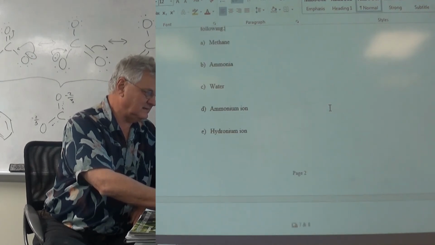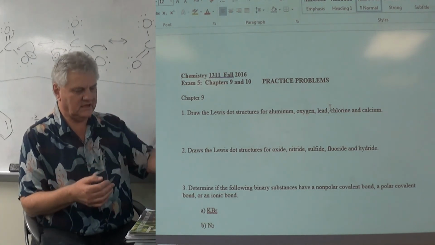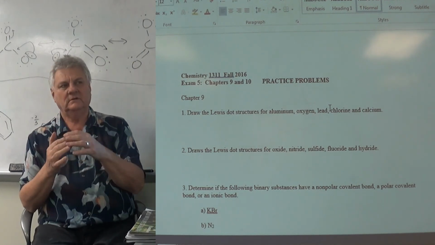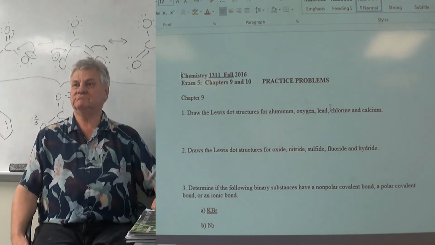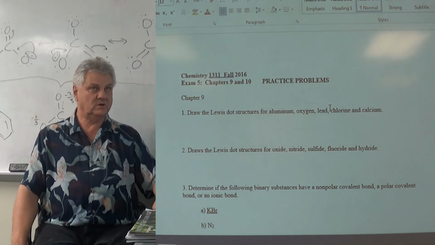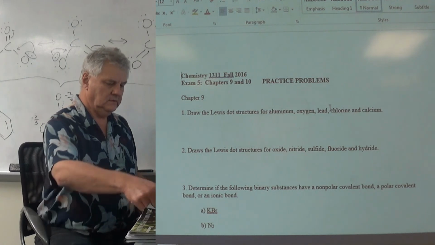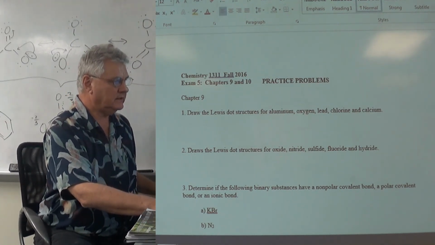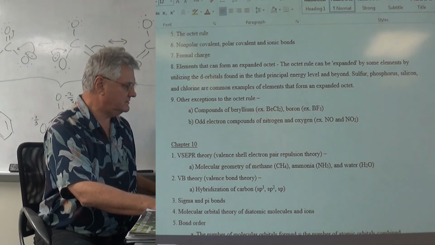But just a heads up, chapter 10 is busy. One thing about chapter 10, it crams 3 different theories into one chapter. One of them is valence shell electron pair repulsion theory. Next one is valence bond theory. And then the final one is molecular orbital theory. And so we have a lot to look at in chapter 10. Most of the stuff in chapter 9 on the study guide and the practice problems is pretty straightforward. Alrighty, any questions about any of this stuff?